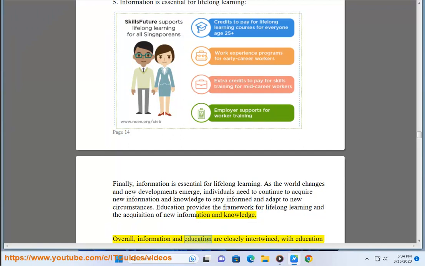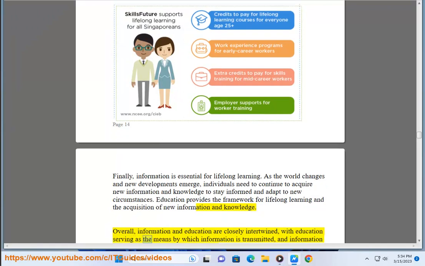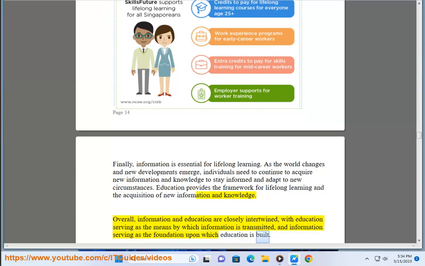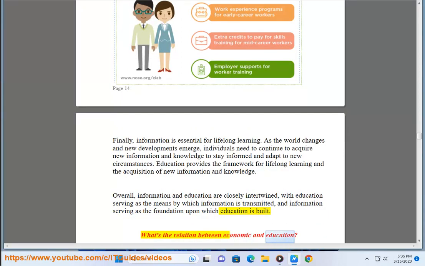Overall, information and education are closely intertwined, with education serving as the means by which information is transmitted, and information serving as the foundation upon which education is built. What's the relation between economics and education?